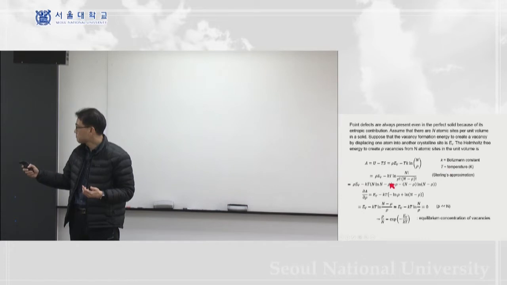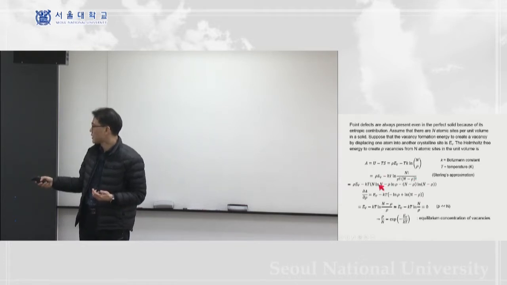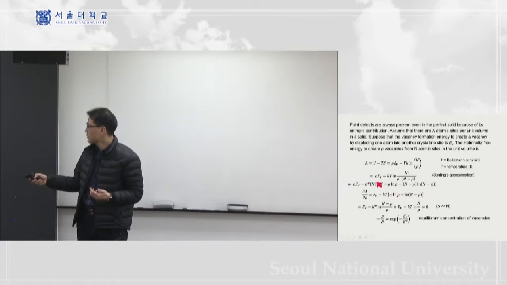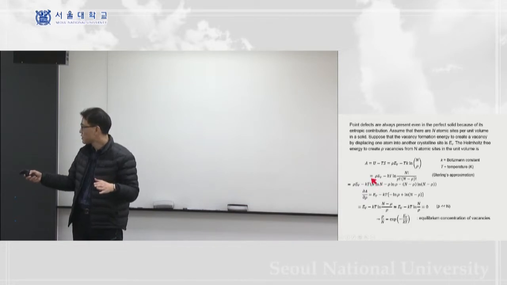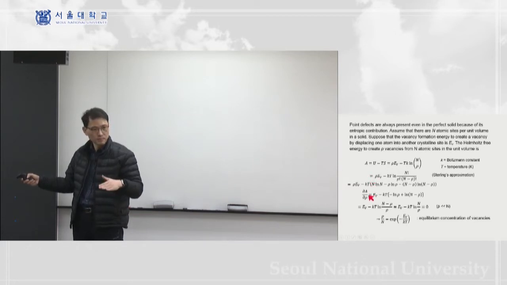And in terms of the factorial, you can present it here: n factorial over rho factorial and n minus rho factorial. And using Stirling's formula approximation, you can expand this factorial in this form. And now, since the equilibrium state means the minimum of the free energy, the derivative of A with respect to rho should be 0 at the equilibrium condition.